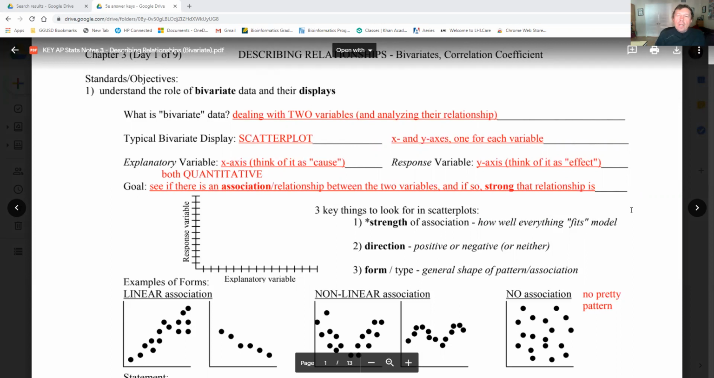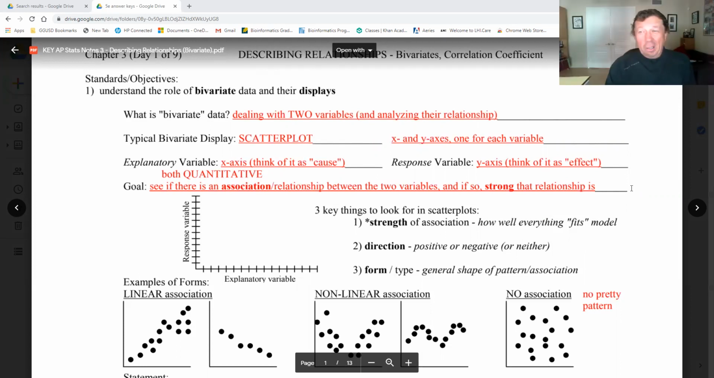Okay, bivariate data is dealing with two variables and their relationship. Okay, so I'm gonna make myself a little bit bigger. There we go, that's better. Okay, the typical bivariate display is a scatter plot. That's almost the only way you display bivariate data. And you have the X and the Y axis, and you're almost always in quadrant 1, because you're not really dealing with negative variables, because data is always positive.